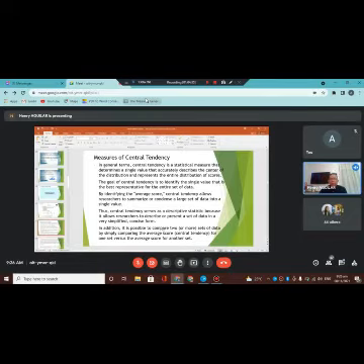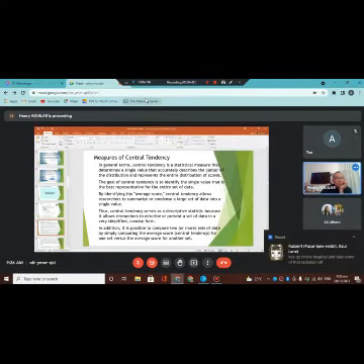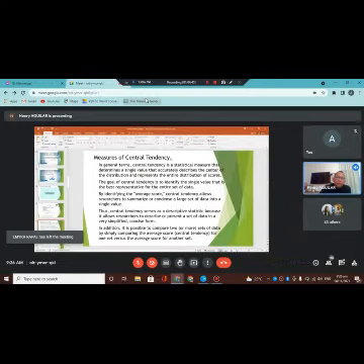Now we will be going to our measures of central tendency, because that's part of our data management or data collection. Part of that is when we organize our data so that we could present it. One way of presenting our data is through the measures of central tendency. And there are 3 measures of central tendency: we have the mean, median, and mode.